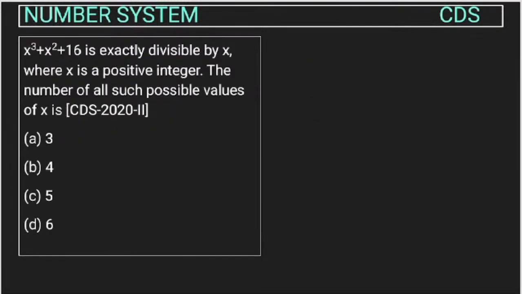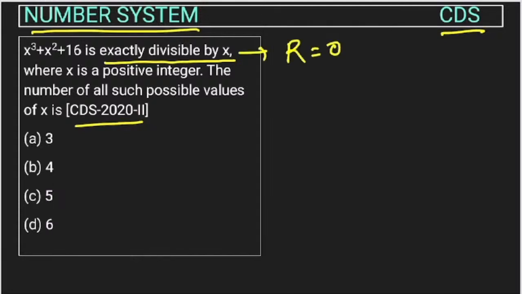So this is a question from number system chapter asked in CDS exam of 2020. x cube plus x square plus 16 is exactly divisible by x. Exactly divisible by x means that the remainder is 0, where x is a positive integer. The number of all such possible values of x is?